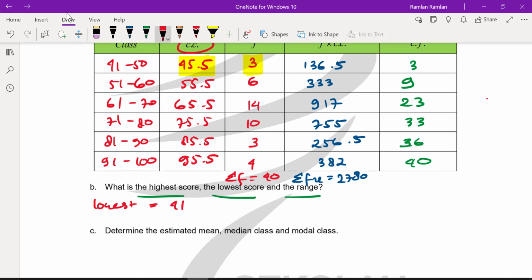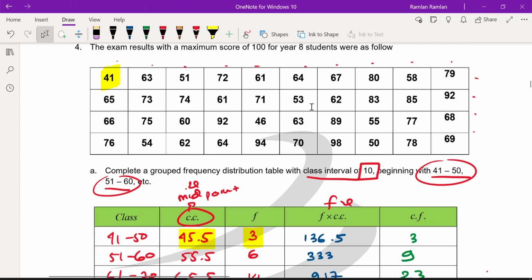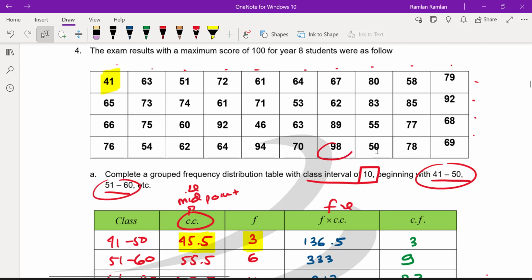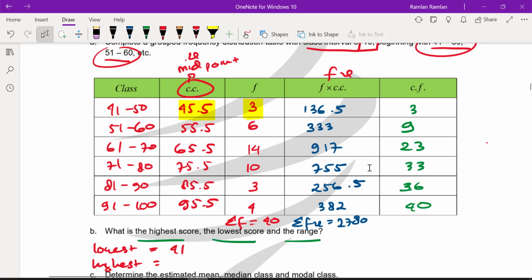Lowest is equal to 41, and then the highest, again we can just see it over here. I think the highest value is 98. I think it's this one over here, right? So that's going to be the highest. So if you want to find the range, we only need to subtract the minimum value from the maximum value. If we subtract 98 minus 41, you will get 57. Okay, so that's going to be the range.